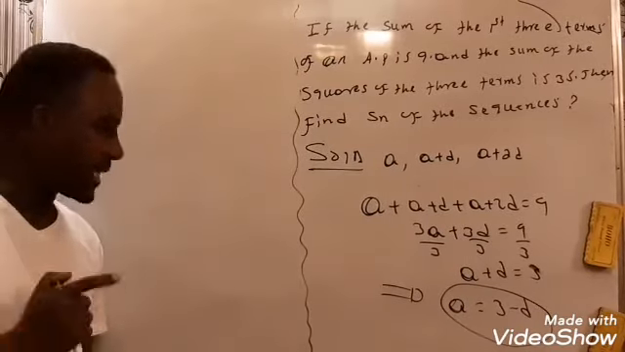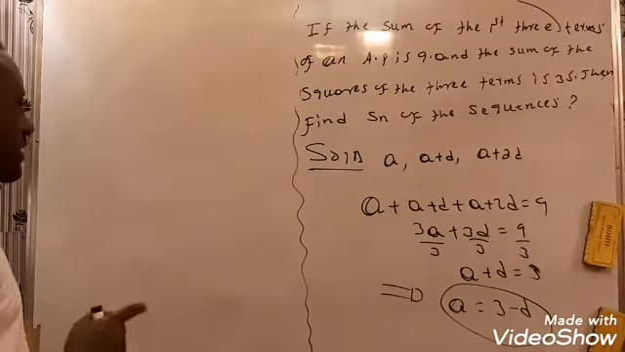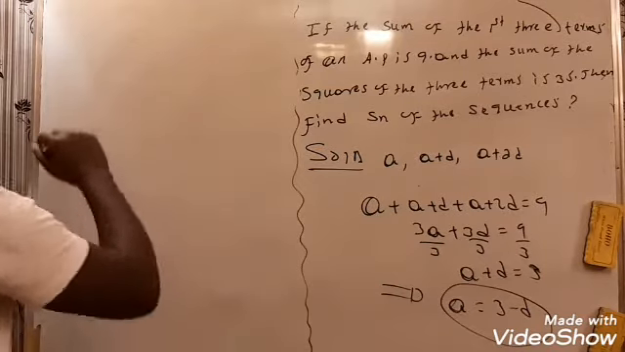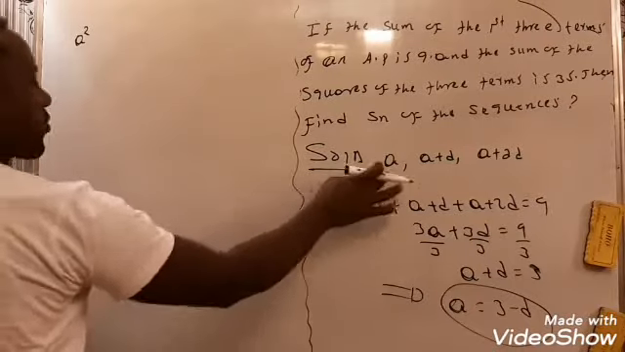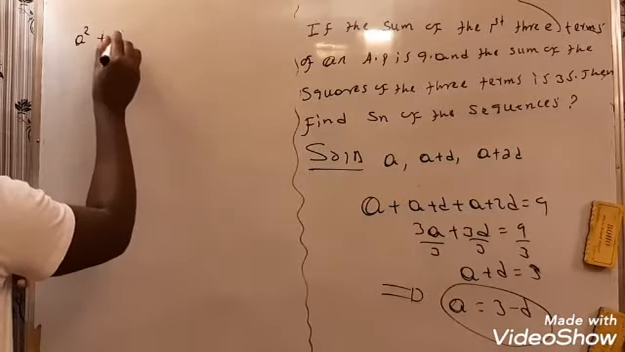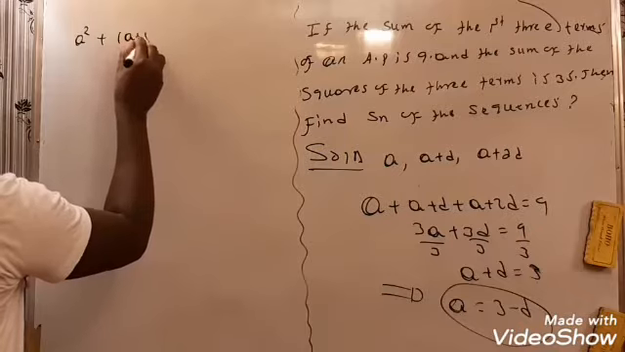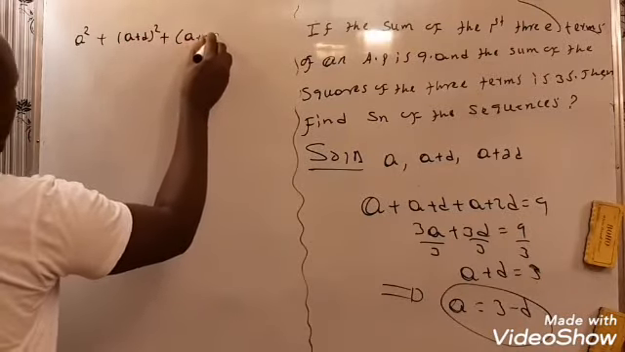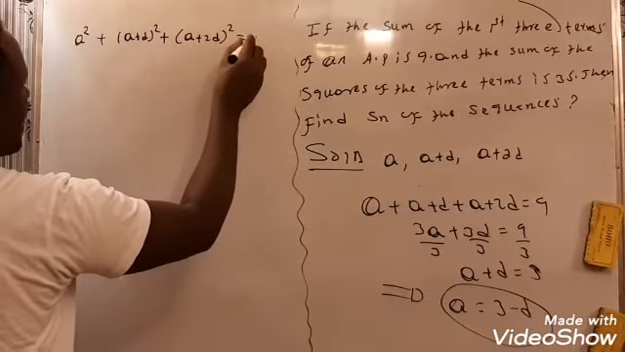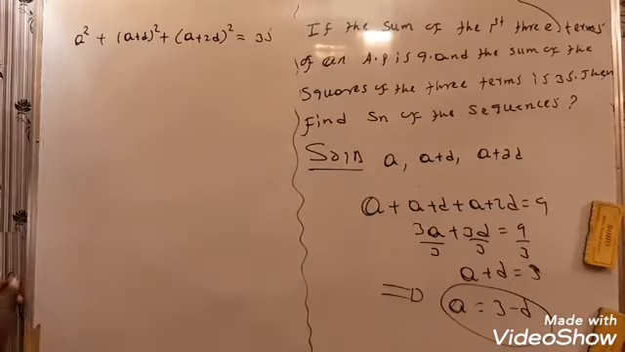And for the second case, what is given? We have this one: the first term squared plus the second term squared plus a plus 2d, the whole square, is exactly 35. So this is the second given information.